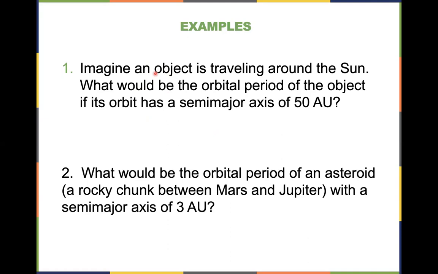What would be the orbital period of the object if its orbit has a semi-major axis of 50 astronomical units? You are given the length of the semi-major axis, and you need to find the orbital period. Just have a try, and if you have a calculator, you will probably be able to answer the question as well. I will give you probably 1 or 2 minutes. If you have an answer, just post it here.